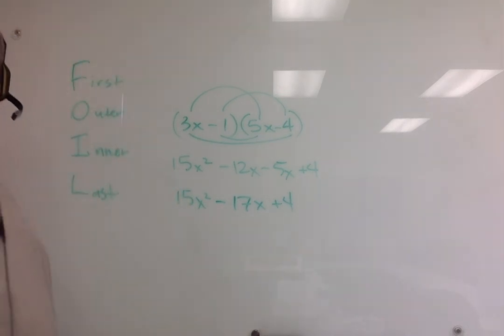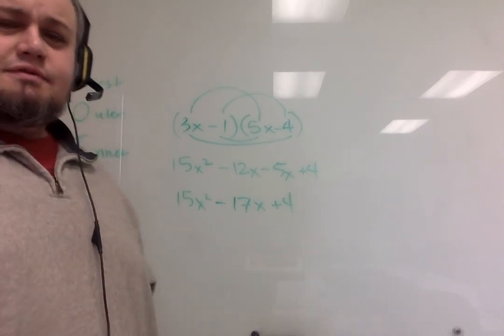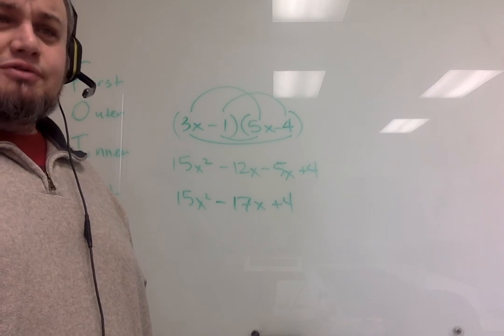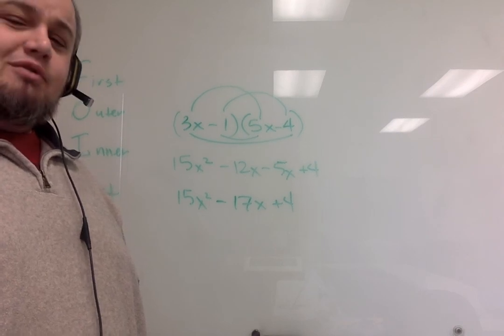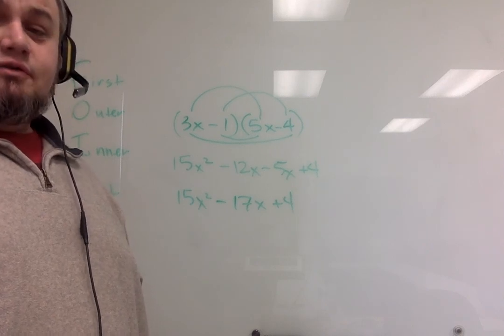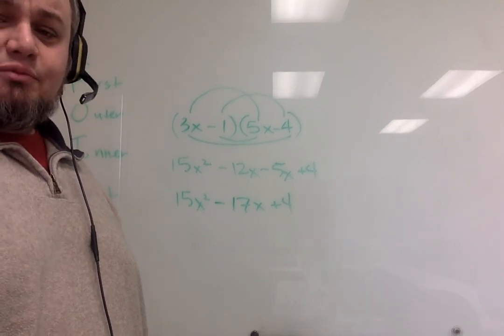So there we go. That's the FOIL method. First, outer, inner, last. It's used to multiply two binomials, only binomials. It can't be a binomial times a trinomial or two trinomials. It's just for multiplying two binomials. We use it a lot. So it's a pretty important lesson.